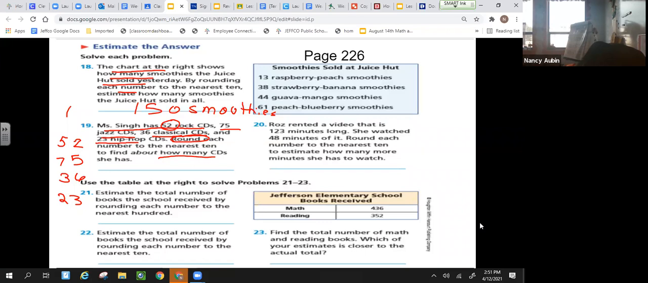All right, here we go. Evie, what did you round 52 to? 50, all right, plus, what about 75, Evie? Ooh, good job. She knew to round up. What about 36? 40. What about 23? 20. Now you had to add those up.